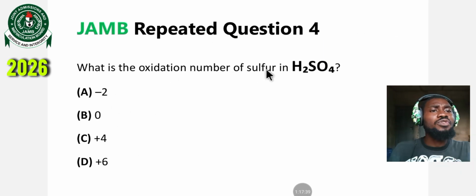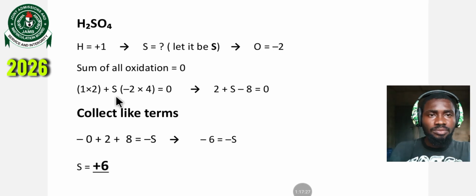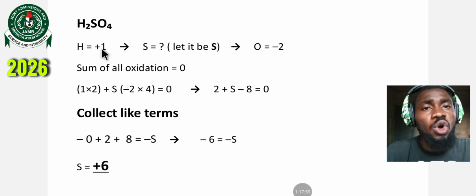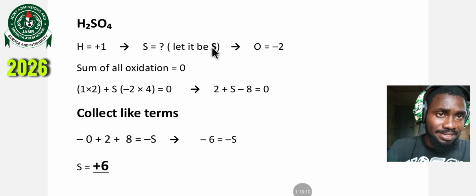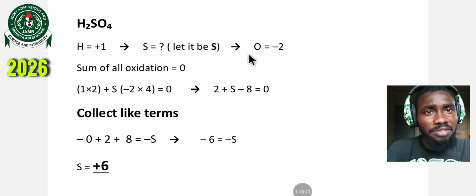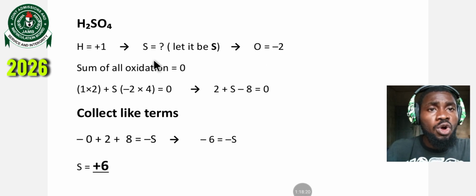The question reads, what is the oxidation number of sulfur in H2SO4? A minus 2, B 0, C plus 4, D 6. So let's find out. What was given to us here? Hydrogen was given to us. The charge of hydrogen is plus 1. The next here is sulfur. And since we are looking for sulfur, we are going to represent it as S. Okay, let it be S. And the final one we have here is oxygen. It's going with the minus 2 charge. That's the charge of oxygen.